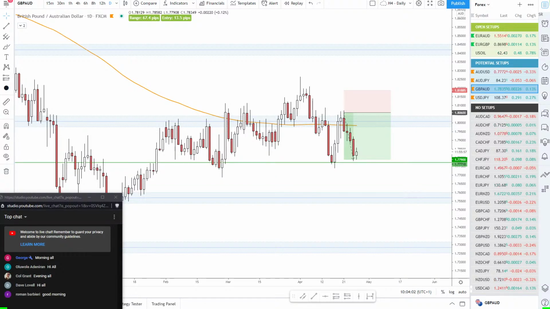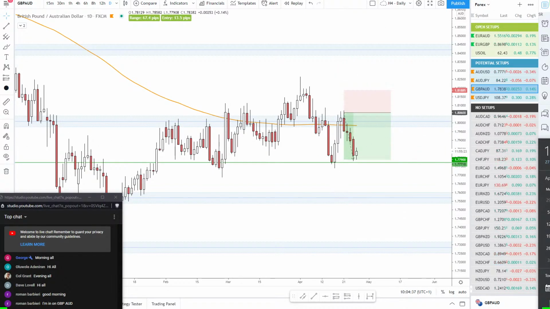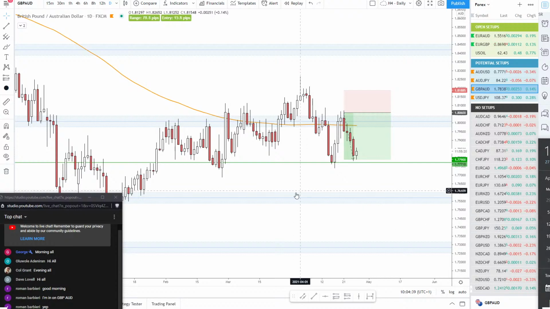I think we talked about this in Thursday's analysis. Maybe it was before that. Did you get in at the top here with that entry that I suggested? Roman? So roughly at 1.8057-ish. No, it couldn't have been on Thursday. It must have been on Tuesday's analysis.